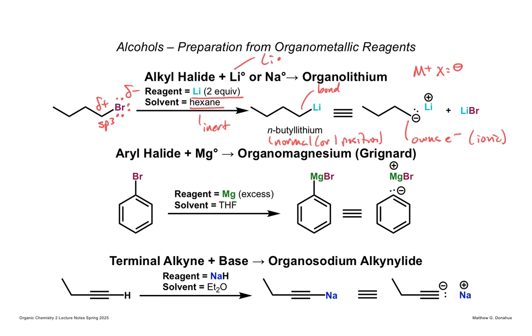But the take-home message is wherever you have that alkyl halide bond, you can treat it with metal, and it inverts the polarity. So organolithiums are sometimes called Gilman reagents.